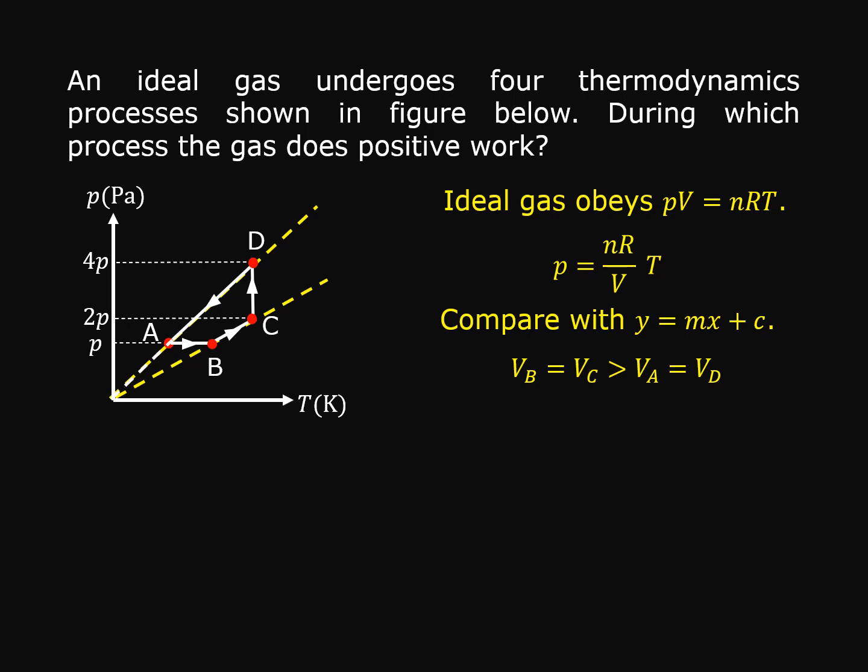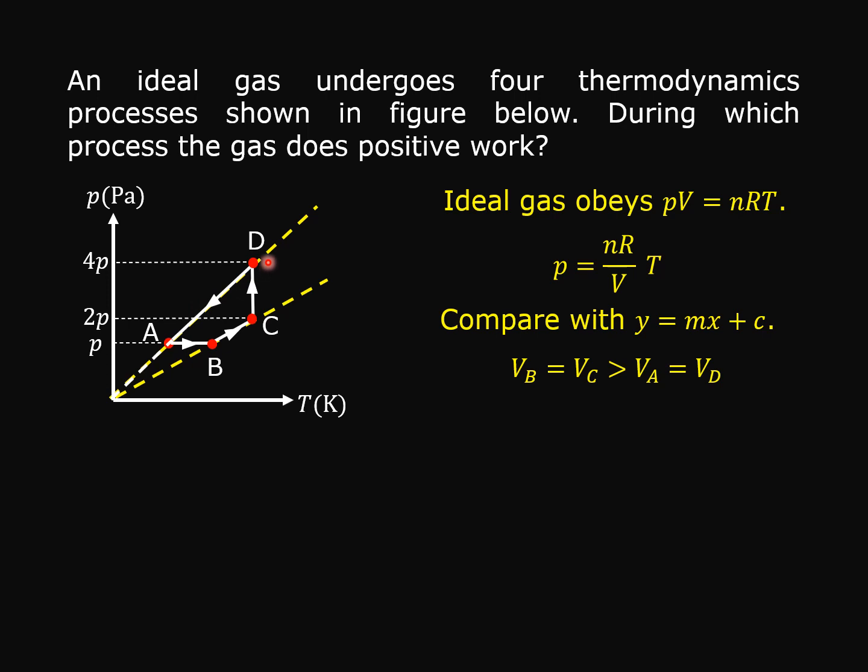Now we consider these two lines. One is connecting A and D and passes through the origin. Another one is connecting B and C, and also passes through the origin. So that means the equations of these two lines take this form, and the gradients would be equal to nR over V.